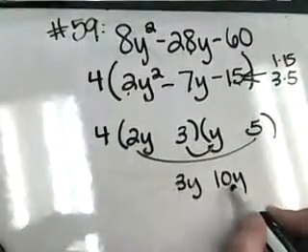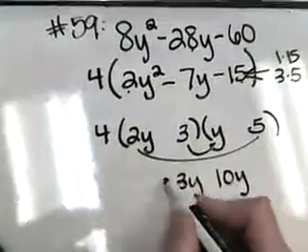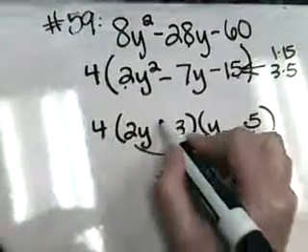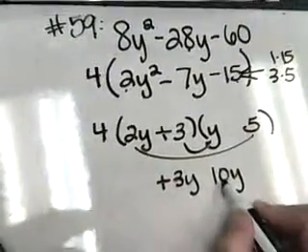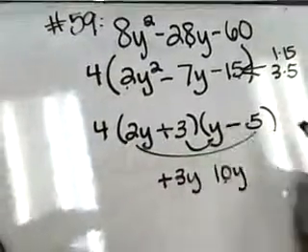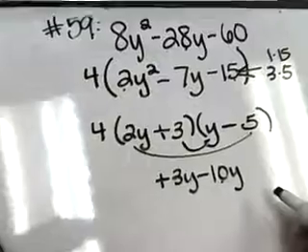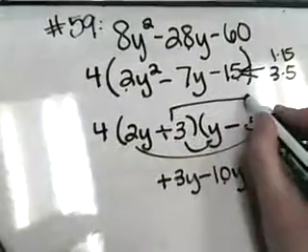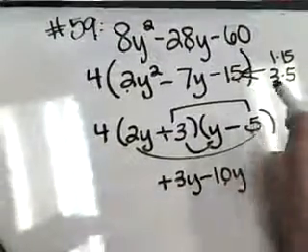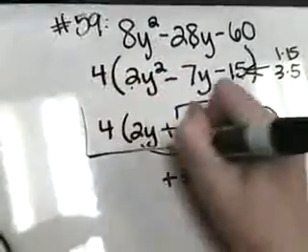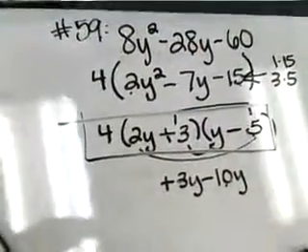3 minus 10, though, is negative 7. That means the 3 needs to be positive, and the 10, 2y times 5, needs to be negative. 3 minus 10, yes, that gives me negative 7. Now do your final check. Positive 3 times negative 5, does that give me a negative 15? Yes, it does. There's my final answer.